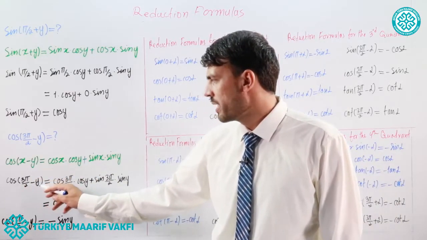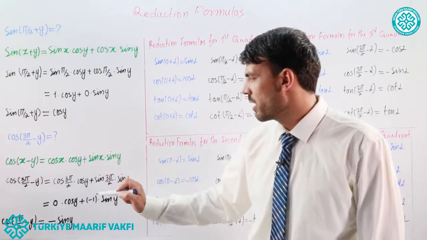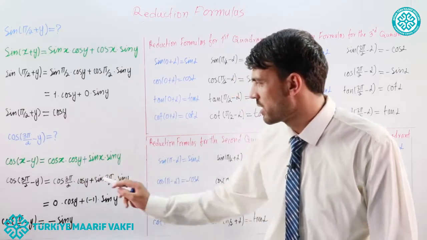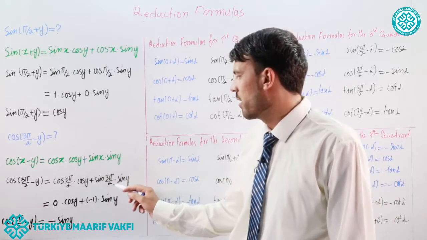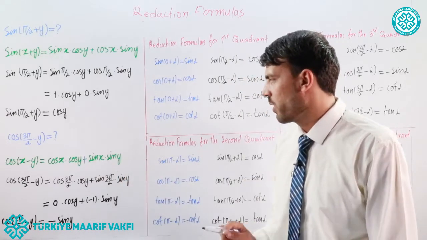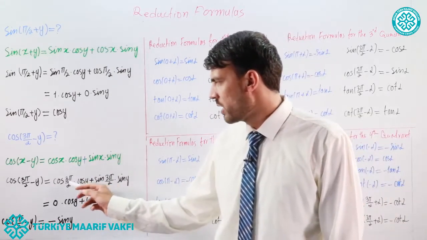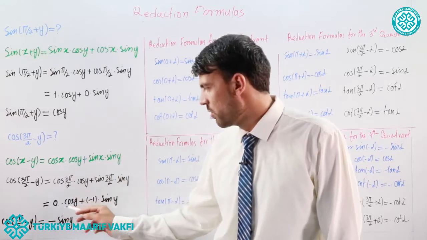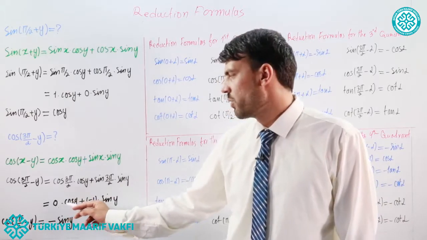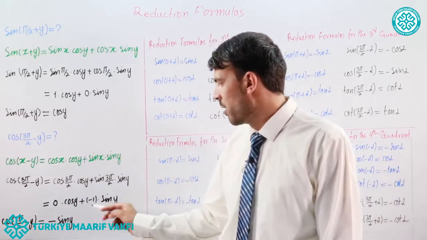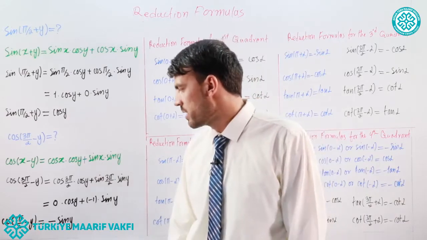Cosine of 3 pi over 2 minus y is equal to cosine 3 pi over 2 multiplied by cosine y plus sine 3 pi over 2 multiplied by sine y, where 3 pi over 2 is instead of x. We know the values of cosine 3 pi over 2 and sine 3 pi over 2. Cosine 3 pi over 2 is equal to 0 and sine 3 pi over 2 is equal to minus 1. When we multiply 0 into cosine y, this term will be removed. Only minus 1 multiplied by sine y will remain. If we multiply these two, the answer will be minus sine y.